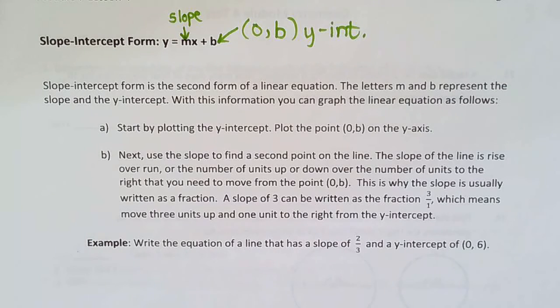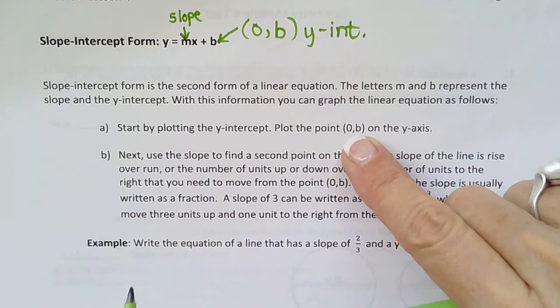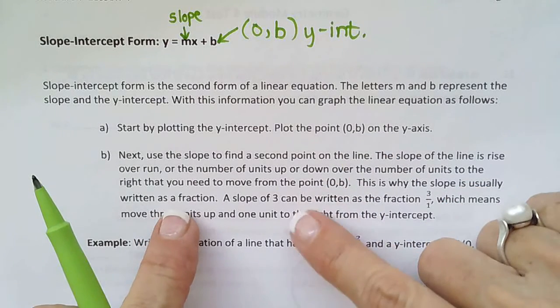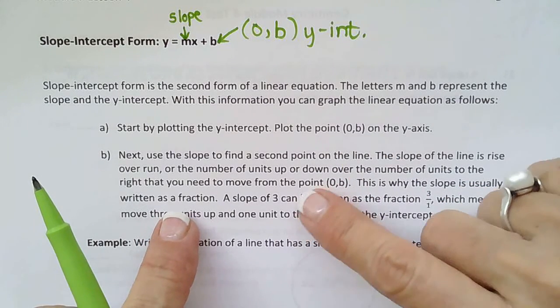Slope-intercept form is the second form. The letters m and b represent the slope and y-intercept, which we already wrote. You can graph linear equations by, and this was on your last test as well, first you plot the y-intercept, and then from the y-intercept you do your rise and your run.